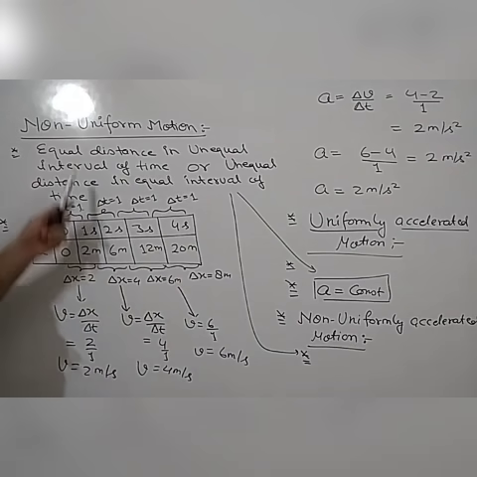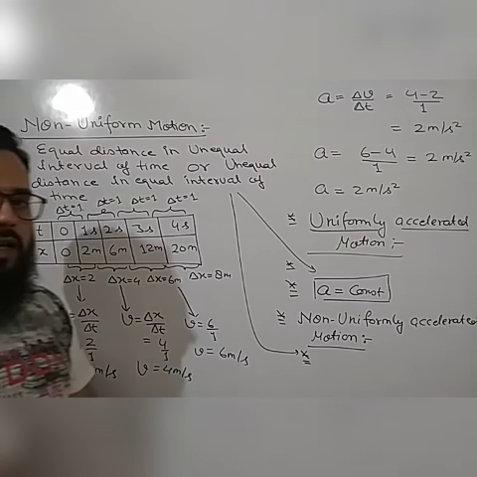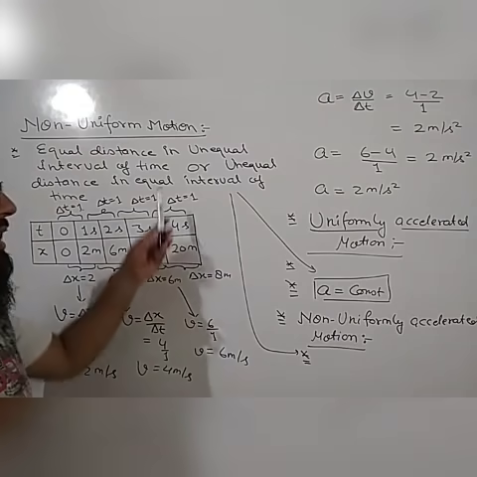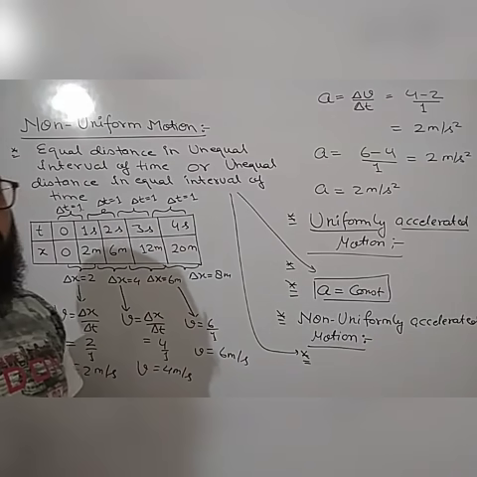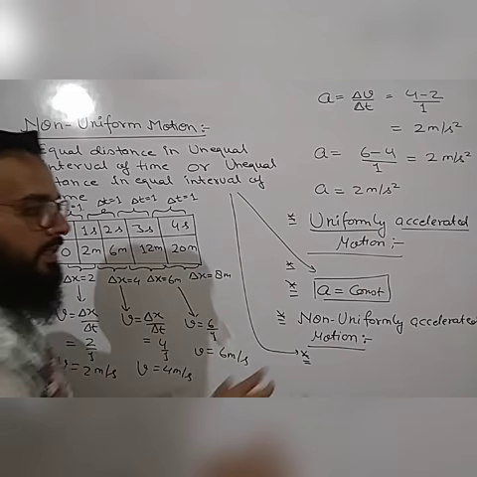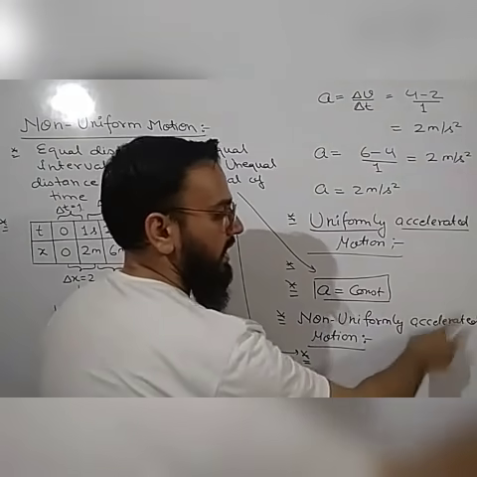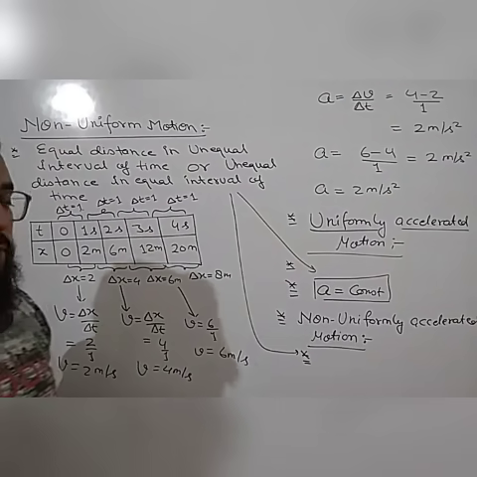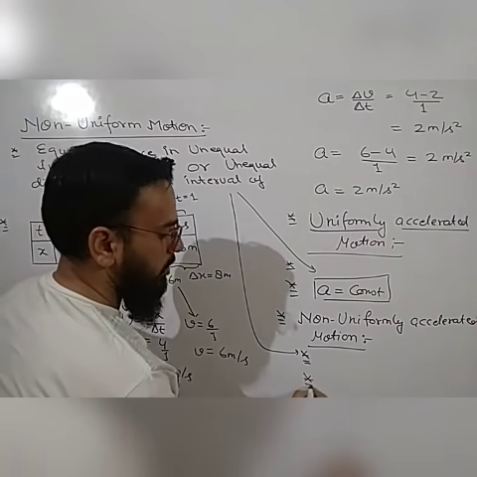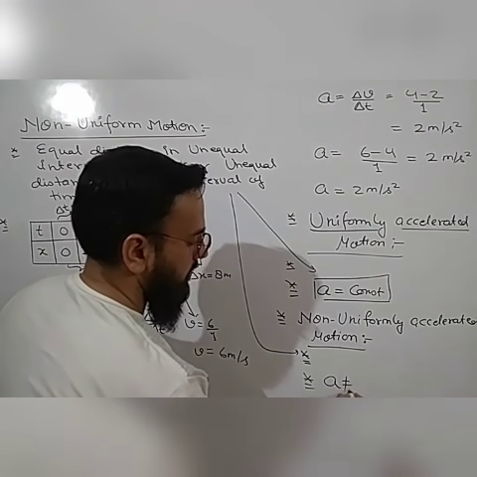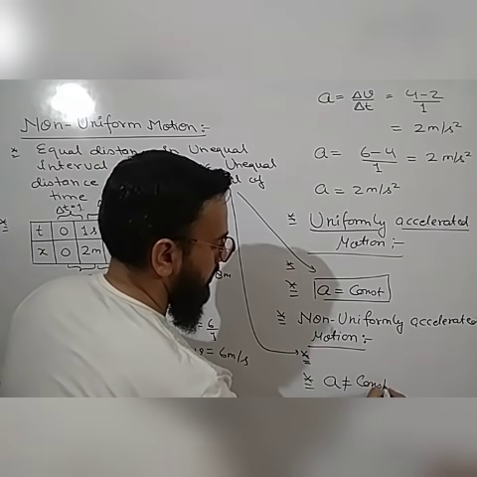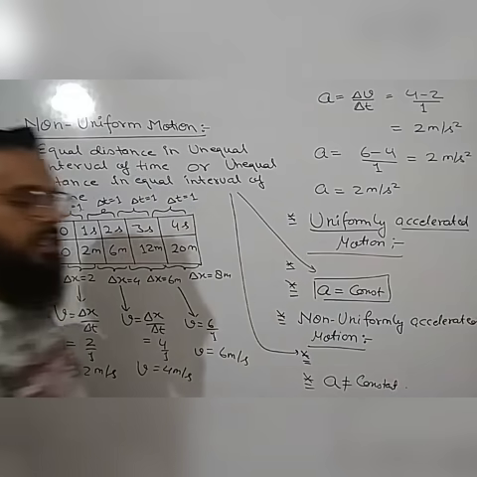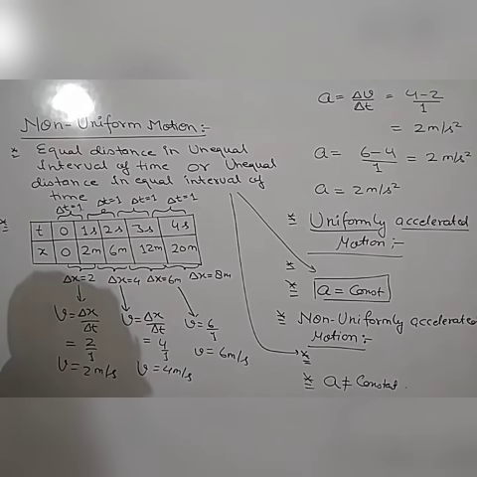It means when a body covers equal distance in unequal intervals of time or unequal distance in equal intervals of time, but in this case there is non-uniform acceleration. It means its acceleration will not be constant. Acceleration is not constant, means its acceleration will change. Acceleration may increase or decrease.